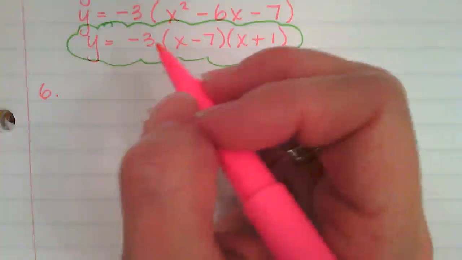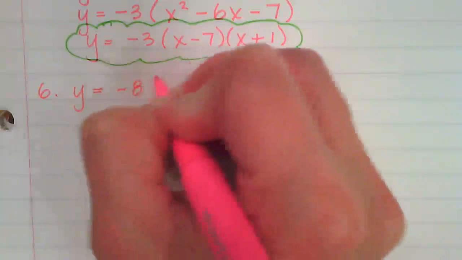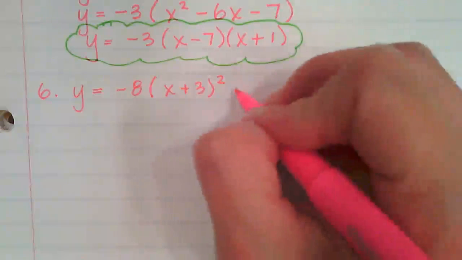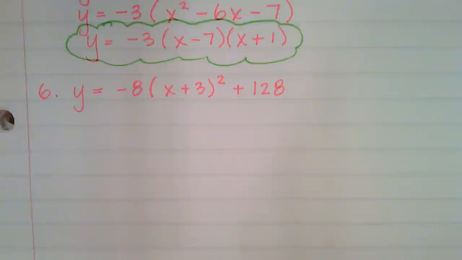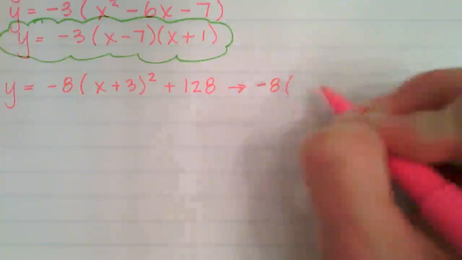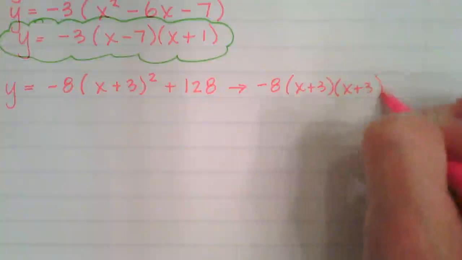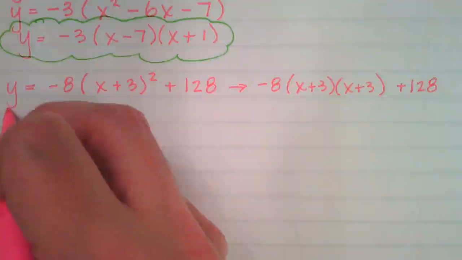Again, looking for intercept form, but this time I'm starting off in vertex form. So let me get this one written down, and then plus 128. In order to get intercept form, I have to factor. In order to factor, I have to start with standard form. So first thing I need to do is get this in standard form. And then again, remember that this is -8 times x plus 3 times x plus 3 plus 128. All right, so here we go.